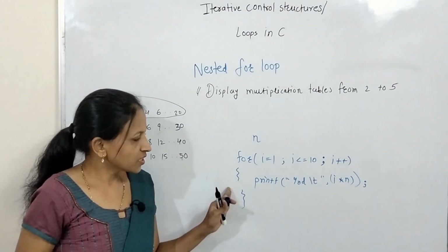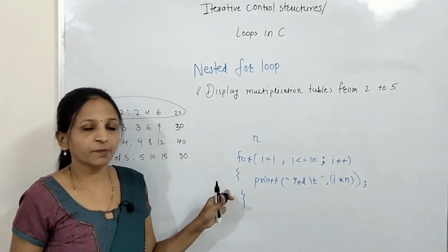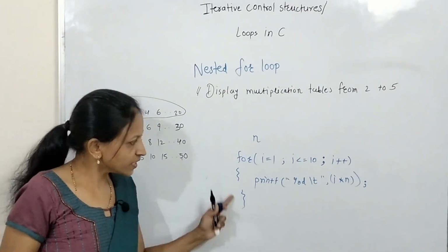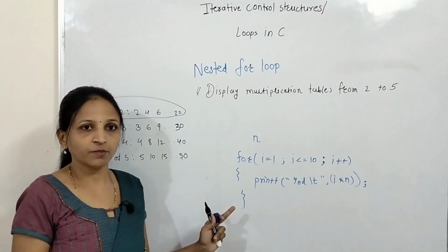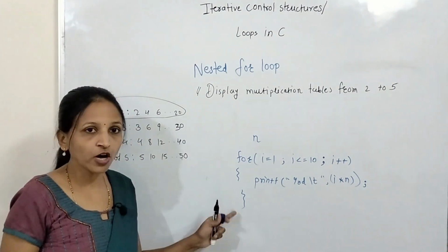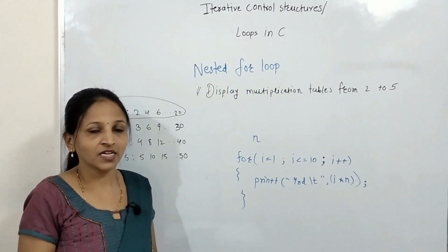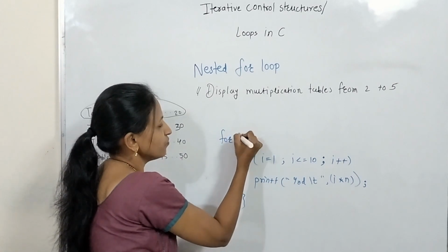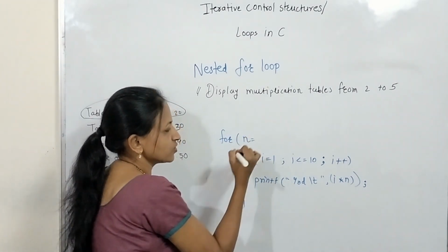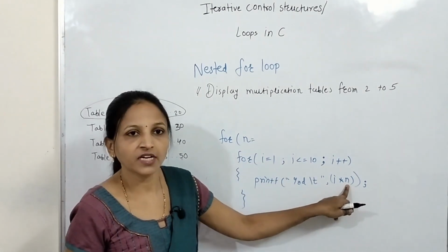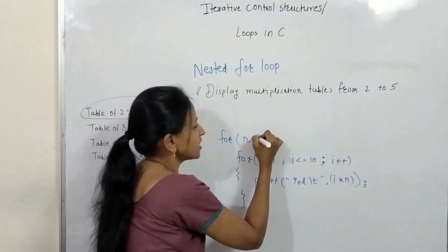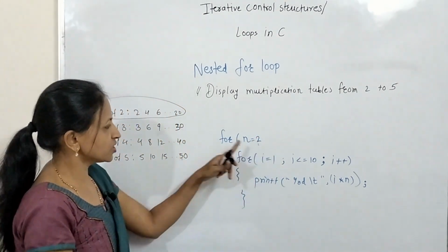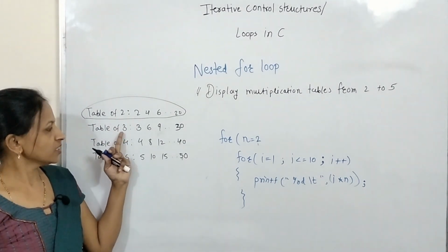Okay, this for loop is required to display the multiplication table of a single number, but I want to repeat this process again and again, means I want to repeat this for loop multiple times. Then we can place one more for loop here, like for n equals to, here I will use n because I have written n here. That's why n will start from 2, because I want to display the multiplication table of 2 first, then 3, then 4, then 5.